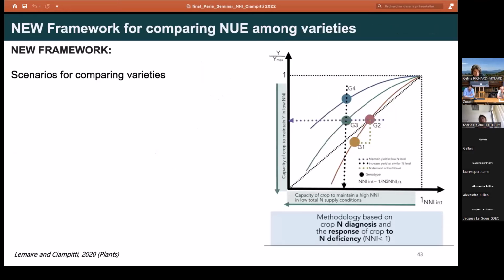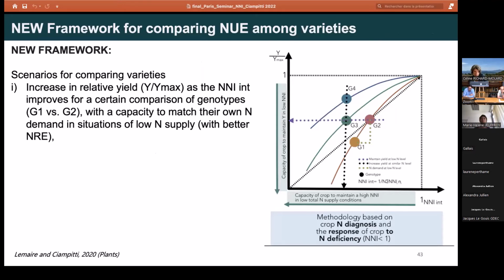And if you want to have an idea how to use this framework, the way that you can use it is very simple. One example: if you look at the G1 and G2 in the graph, you will see a situation where G1 is genotype 1, G2 is genotype 2. We are increasing relative yield, but we increase relative yield by increasing the NNI. So that will be the optimal scenario where we are doing both. We are increasing yields, but we did that by increasing the NNI. We are increasing that nitrogen efficiency.